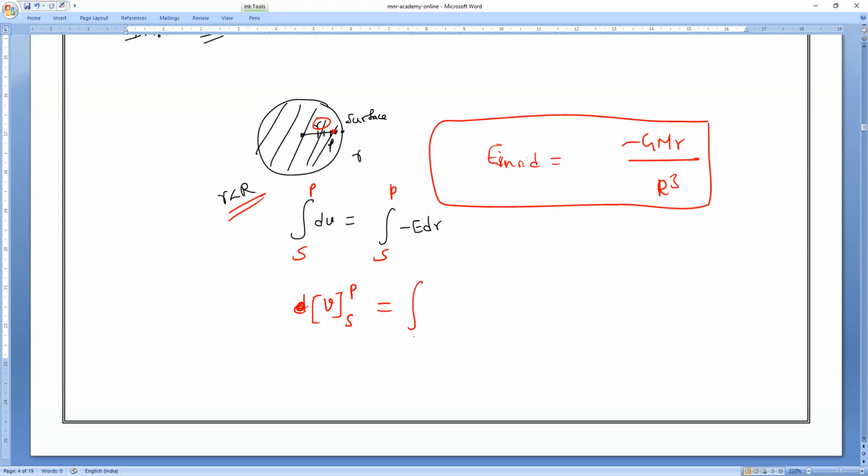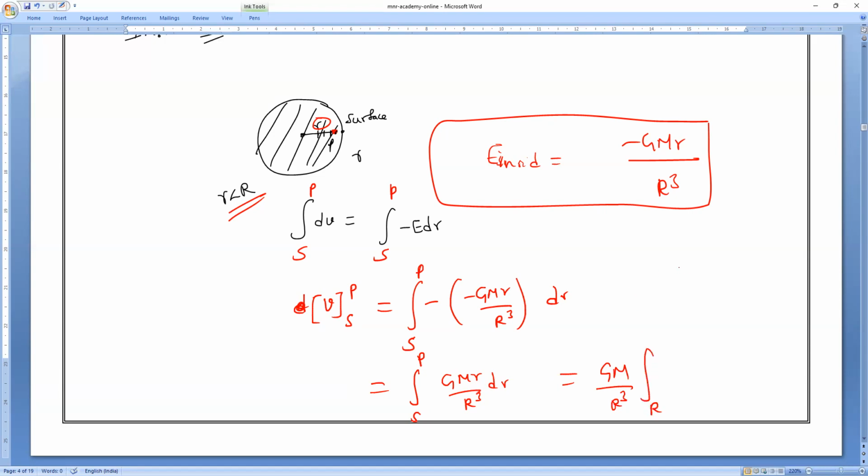Next, the integration from S to P. What is the E value? Minus of minus will become plus. Clear, everyone? So it is equal to GM r divided by R cube into dr, and GM divided by R cube remains constant. Am I right, guys? Then what is the P value? Inside, from the center to here is P. The distance between them is small r.